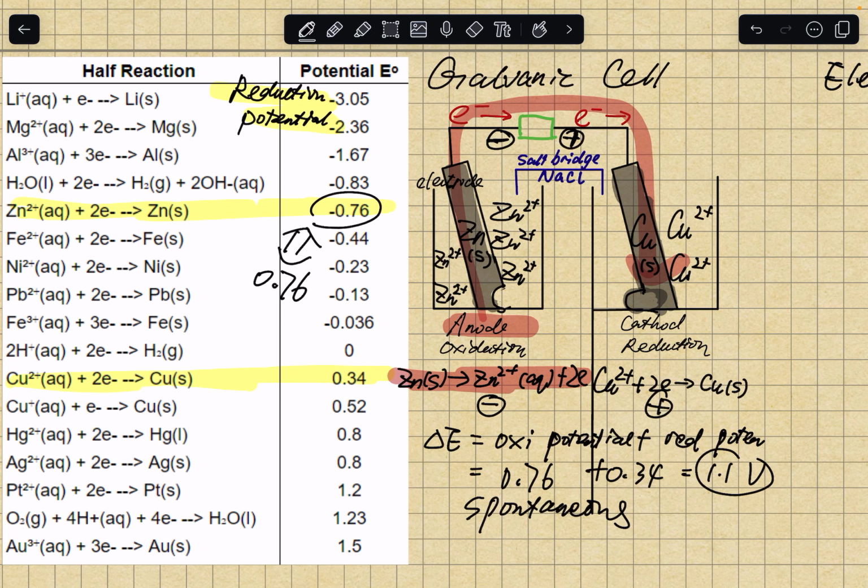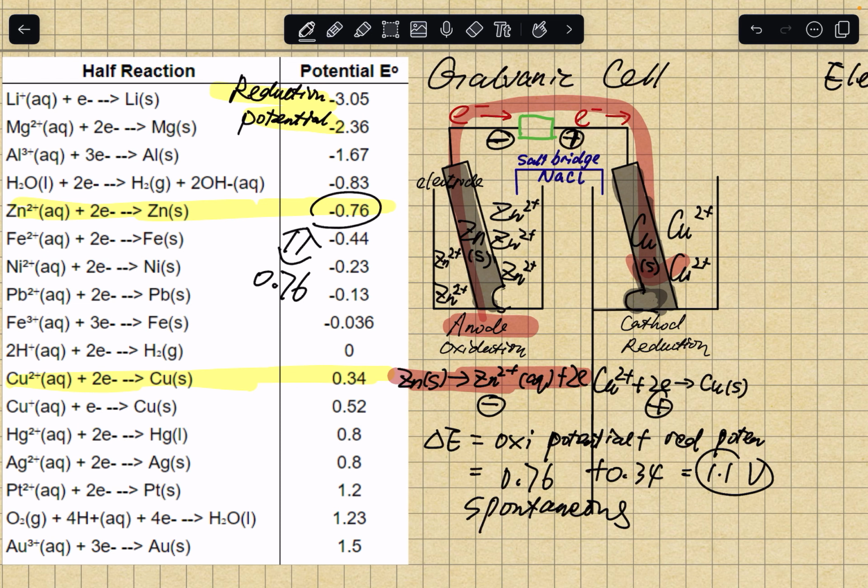Because more and more zinc 2 plus is formed on the anode side, we build up positive charge on the anode side. On the cathode side, we're getting less and less copper 2 plus because a lot of the copper 2 plus is gaining electrons to form copper solid. So we have relatively more negative charge building up on the cathode side, and we don't want the buildup of charge.